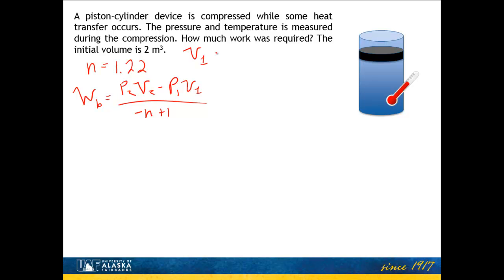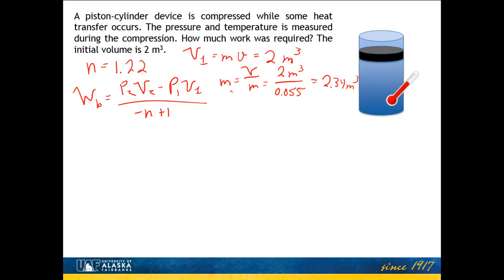V1, which we know is the initial volume, was equal to the mass times little v, and that right there was equal to 2 cubic meters that was given. So we can calculate what the mass is, and the mass therefore is going to be equal to big V over little v, or 2 cubic meters over 0.855. That was from our Excel spreadsheet. So that tells us that our mass was 2.34.